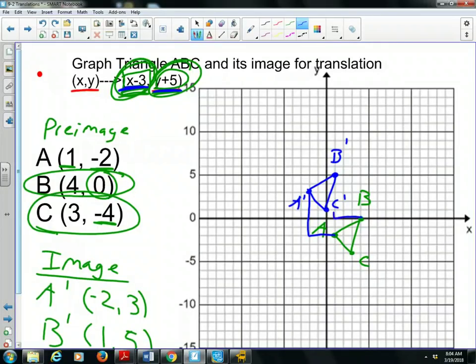Left 3, up 5. There we go. Left 3, up 5. It's a congruent transformation, so it is an isometry. Do the triangles look the same size? Yes, generally they do. So I have successfully translated it x minus 3, y plus 5. I successfully translated my pre-image to my image to go left 3 units, up 5 units.